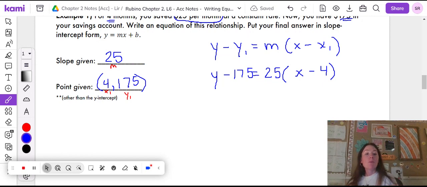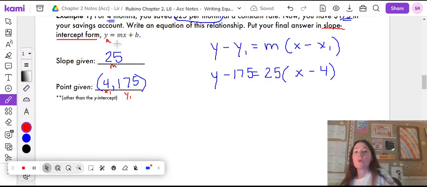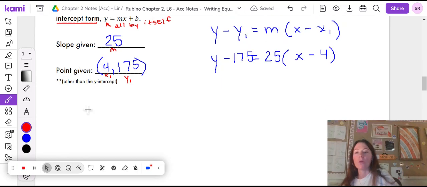Now, the nice thing about point slope form is that it's actually pretty easy to rewrite that equation in slope intercept form. And it does ask me to write my final equation in slope intercept form, meaning that I need to get y all by itself. Okay, so I'm now going to solve this equation and get y all by itself.